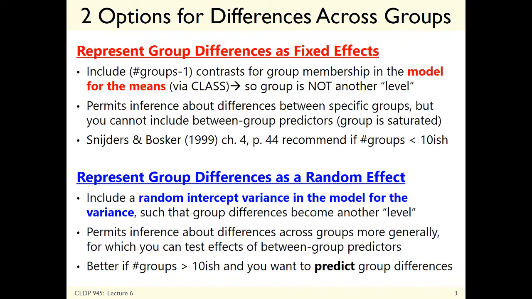If you just need to control for it and you don't have that many groups, or you don't care, or you want to make an inference about a specific set of groups, that's fixed effects. So, any questions on that? Yes, ma'am.